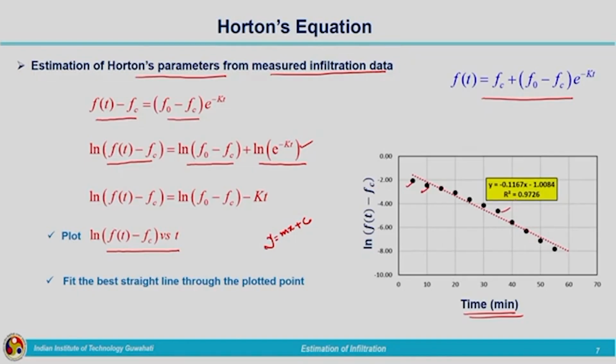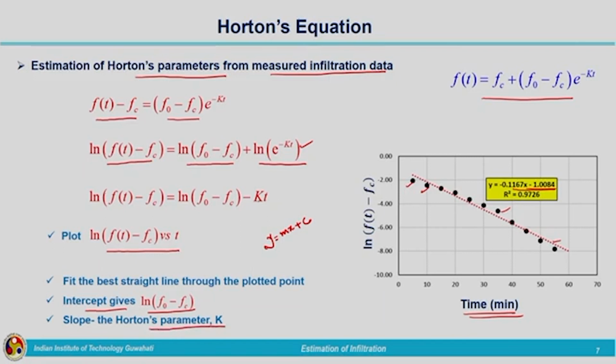After that, we are fitting a straight line through these points, that is represented by this red dotted line, and that dotted line is represented by this particular equation. It is in the form of y is equal to mx plus c. So, if we compare, we can understand that the intercept gives ln of f naught minus f c and the slope gives the Horton's parameter k.